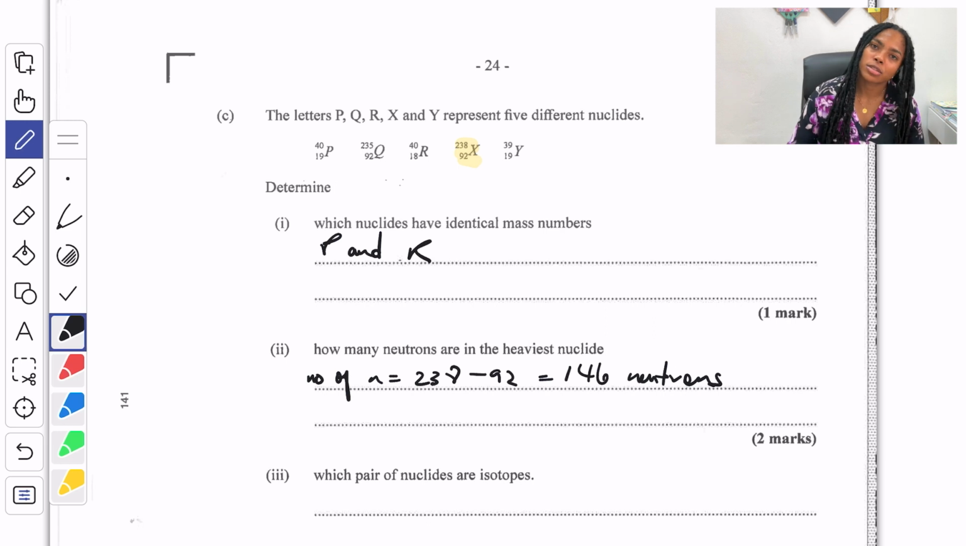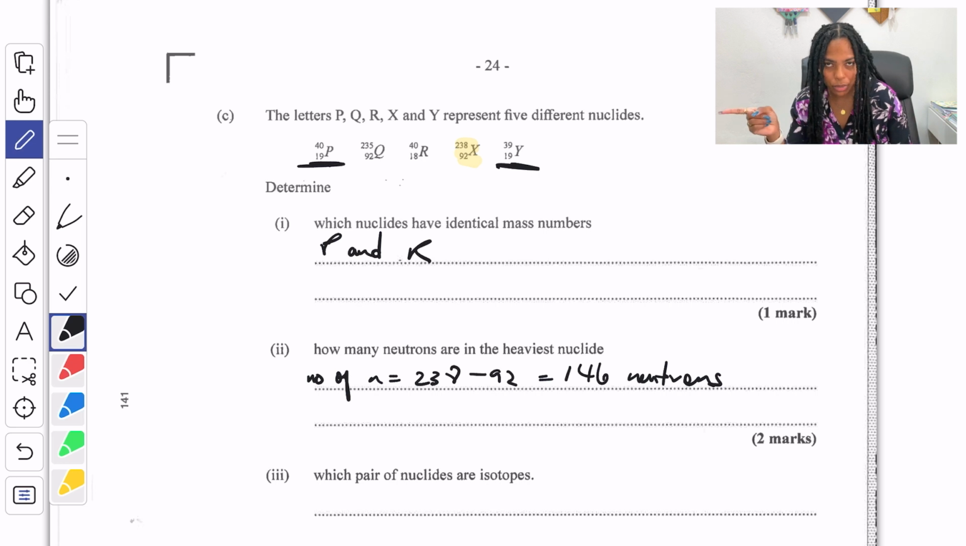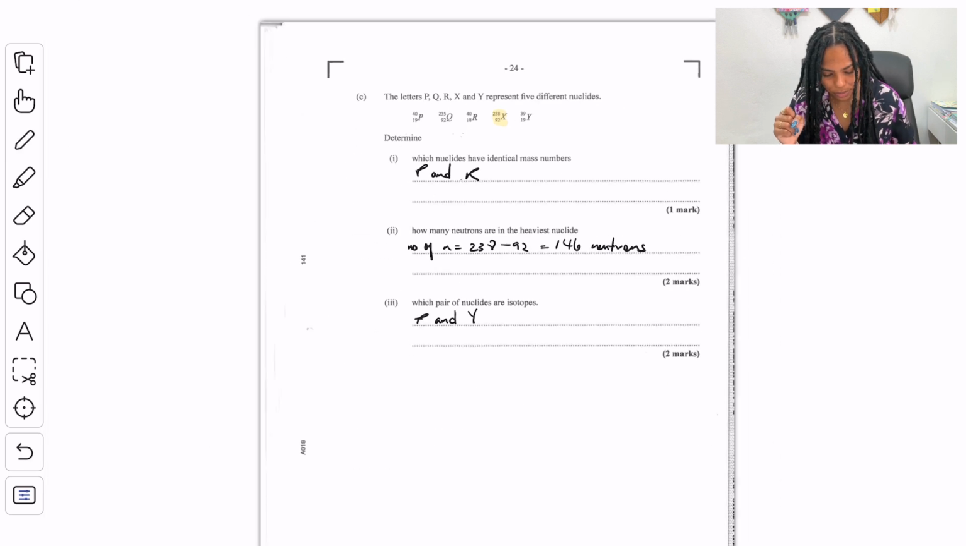Which pair are isotopes? We just saw that isotopes are the same element with a different number of neutrons. So we're looking for elements where the atomic number is the same and only the mass number is different, and it's different by a small amount, like 1, 2, 3, that sort of thing. So I'm seeing same atomic number here, mass number of one is 39, mass number of the other is 40. So P and Y are isotopes.